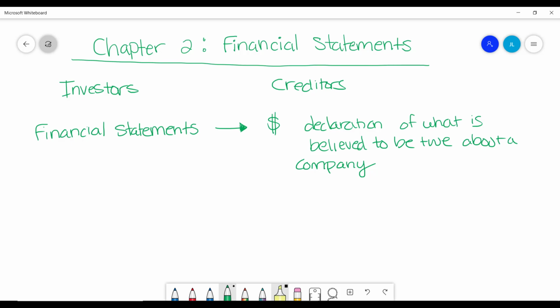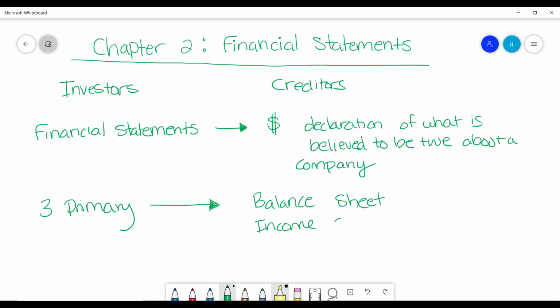Okay, so there are three primary ones. These aren't the only three that we'll be looking at in this class, okay? But there are three primary financial statements. And some of you hopefully remember what these three primary financial statements are from our Chapter 1 discussion, okay? That first one is the balance sheet. Second one is your income statement. And that third primary financial statement is the statement of cash flows.